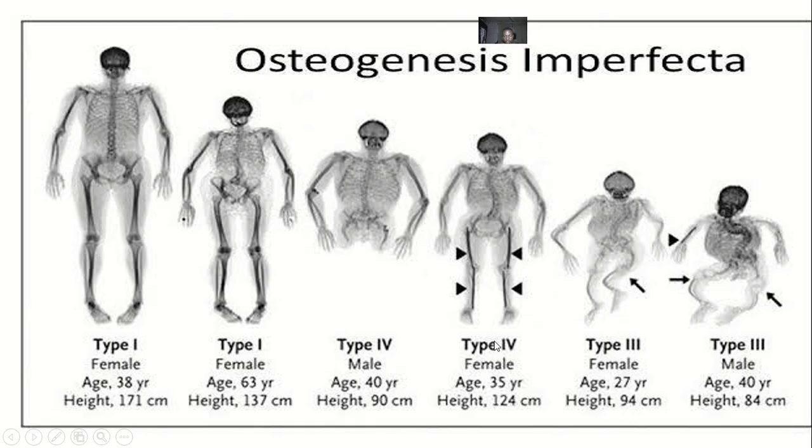In type 4, in a female who is 35 years, you can see how the vertebral column is malformed, it's not straight. Look at chest deformity. You can see the inward appearance of the femur. Then in type 3, in a female of 27 years old, you can see there is chest deformity, there is deformity of the vertebral column. You can see how the bones of the hands are. And then in type 3, in a male of 40 years old, you can also see the deformities. So these are usually things you should expect to see in osteogenesis imperfecta.